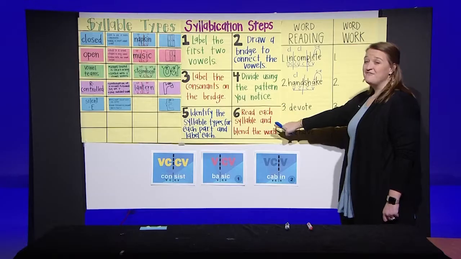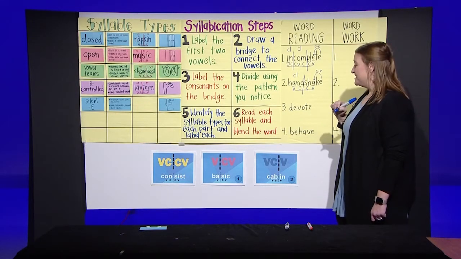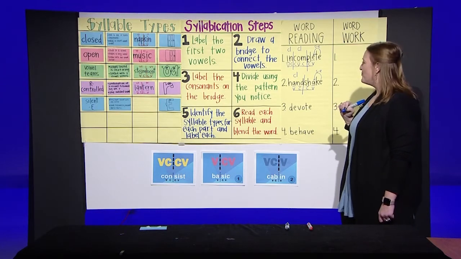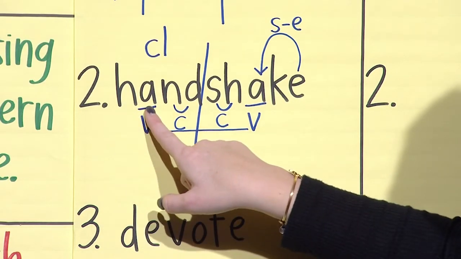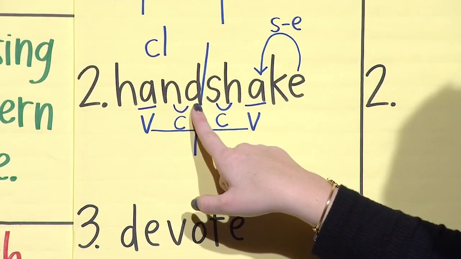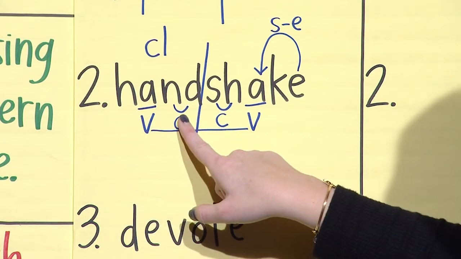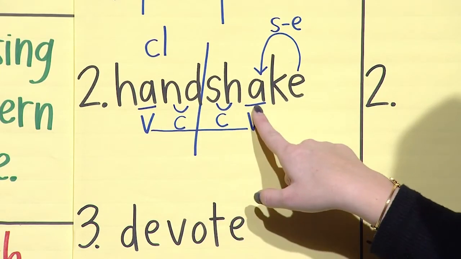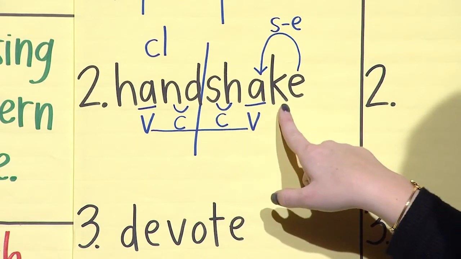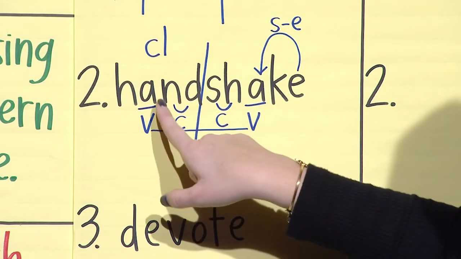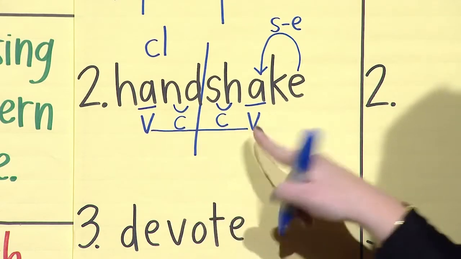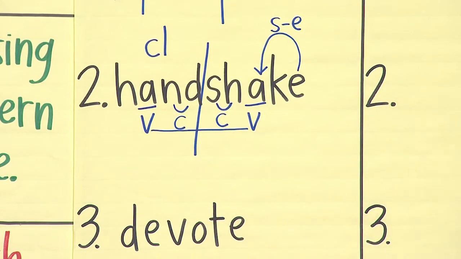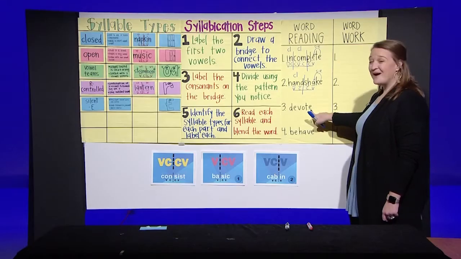Now we're ready for step 6. Read each syllable and blend the word. All right, I want you to do it after me. Hand, shake. Let's put them together. Handshake, handshake. Good job. You ready to try another one? Write this on your paper.